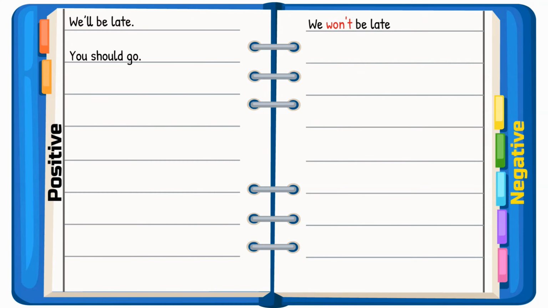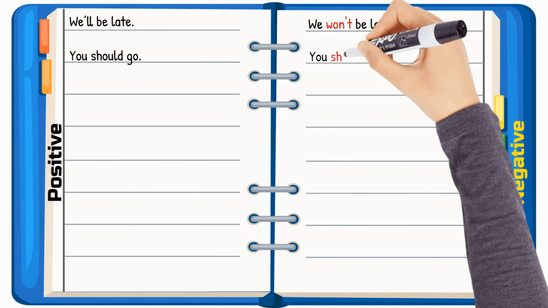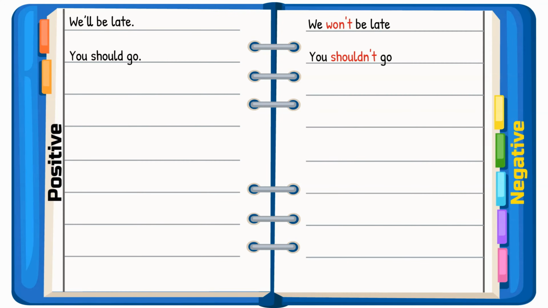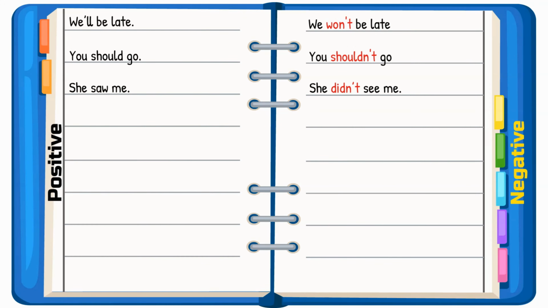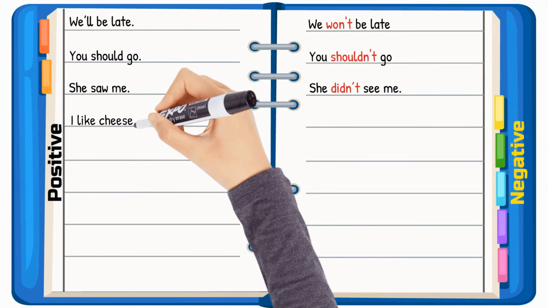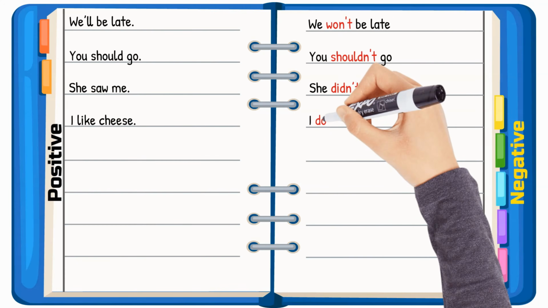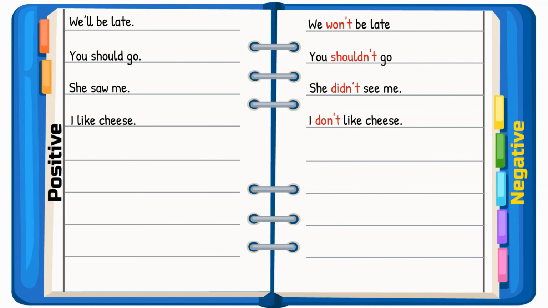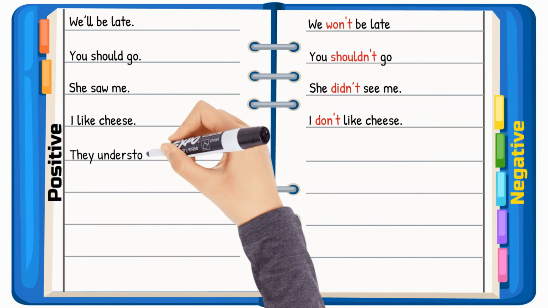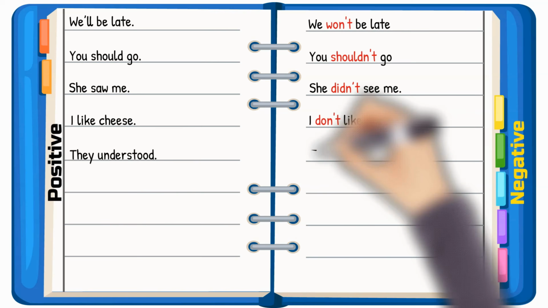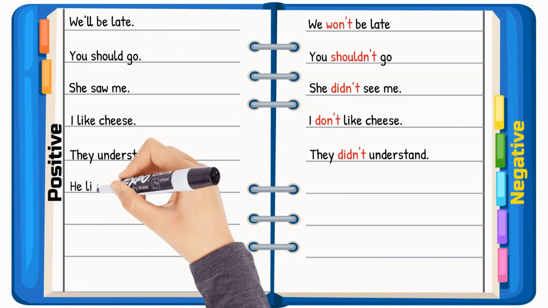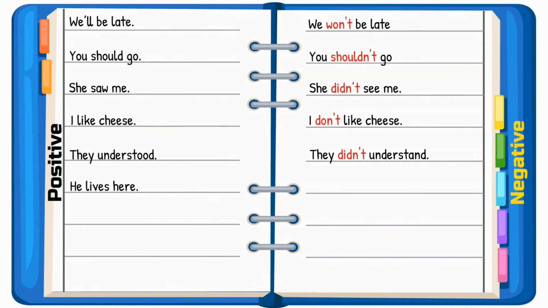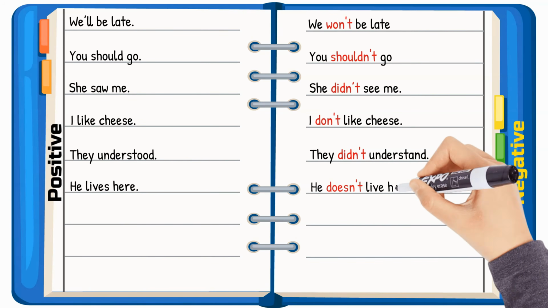You should go. You shouldn't go. She saw me. She didn't see me. I like cheese. I don't like cheese. They understood. They didn't understand. He lives here. He doesn't live here.